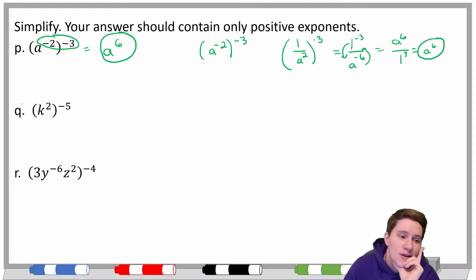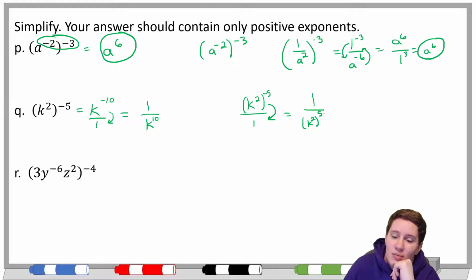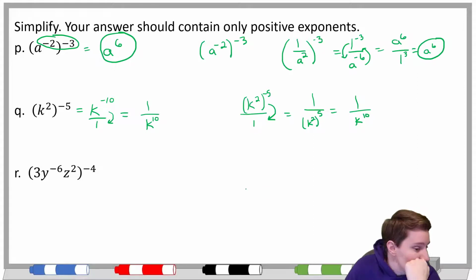Okay, for Q here, we've got a 2 and a negative 5 we're going to multiply together. So that's k to the negative 10th. That means we need to move this down to the bottom, and it becomes 1 over k to the 10th. Or the other way to do it would be to say, I'm going to take this k squared, and since it's a negative 5, I'm going to move this down to the bottom. So I'm going to make it be 1 over k squared to the positive 5, and then I multiply the exponents together to get 10.